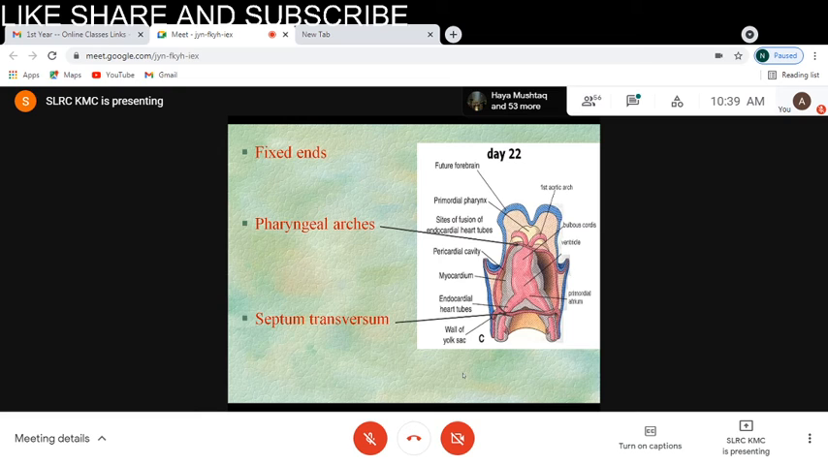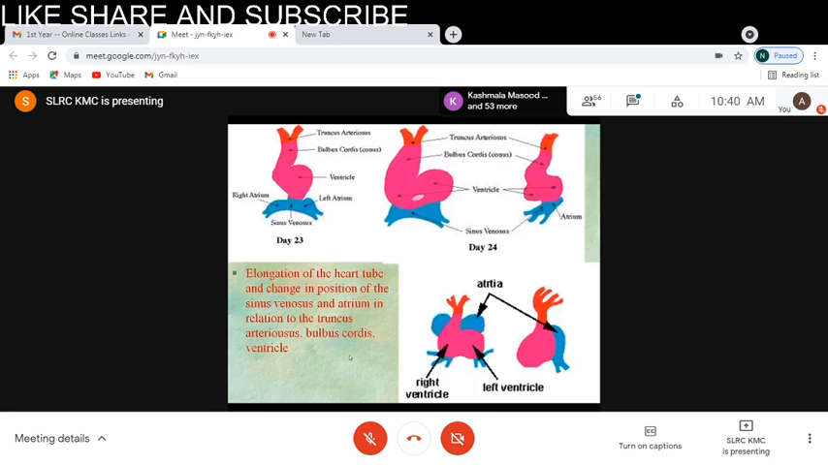The effect is that the heart tube has to grow, it has to increase in length, but its upper and lower ends are now fixed. It cannot elongate in this direction. So what will happen? When you fix something at two ends and increase its length, it is going to bend. So the heart tube also bends, and you can see it bends in somewhat an S-shaped pattern.